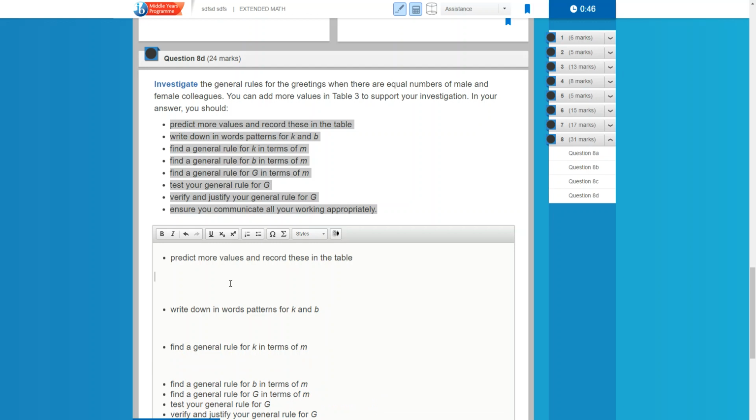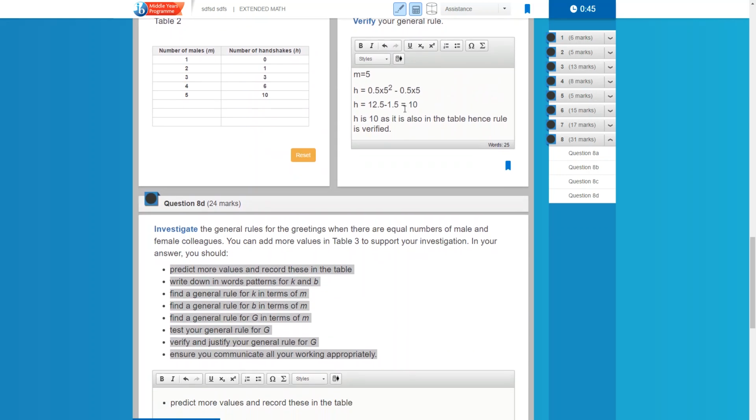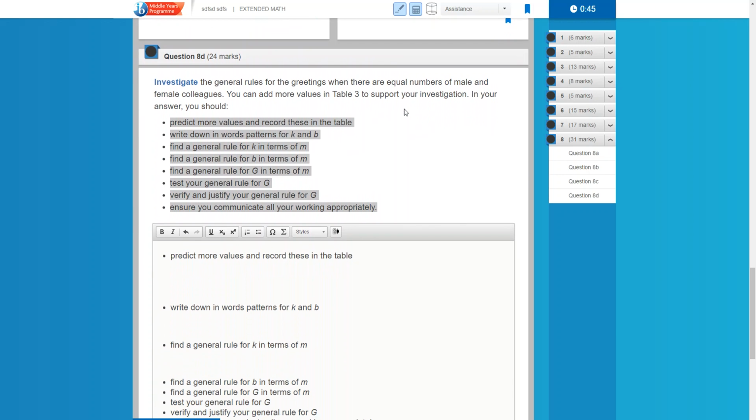Investigate the general rules for the gradings when there are equal numbers of males and female colleagues.